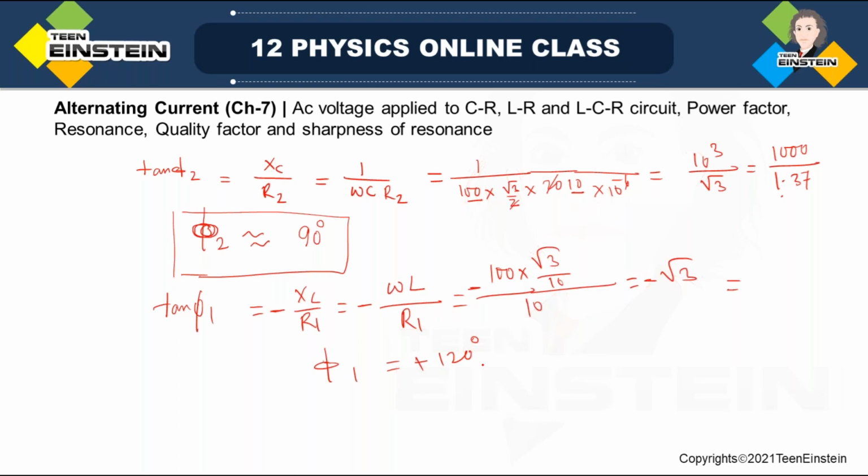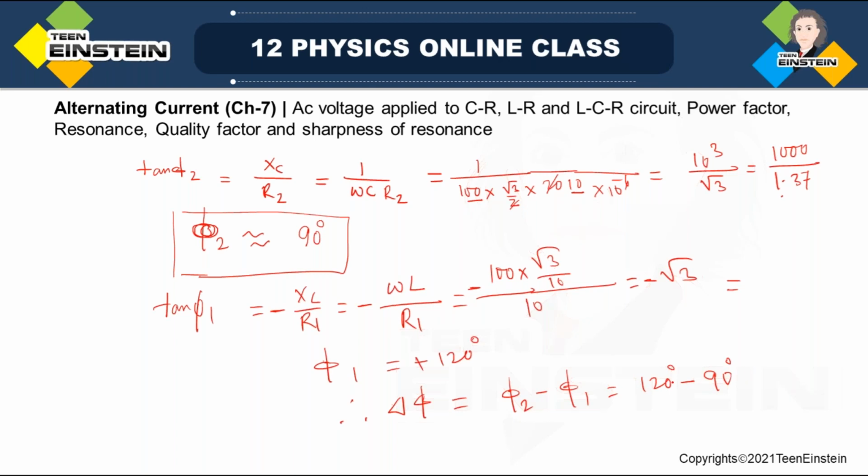Okay, minus 3, that means 120. If we get that, now the phase difference, therefore delta phi, can be written as phi 2 minus phi 1. Phi 2 minus phi 1, that is, phi 2 is 120, phi 1 is 90.